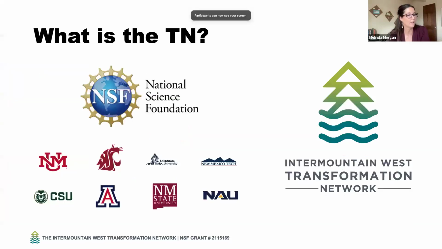All right. See if I can get back into the system here. So that tells me I do need to tell you a little bit about the Transformation Network and who we are and who we're about. So we are a National Science Foundation Sustainable Regional Systems Network, and we are across 8 different research universities in the Intermountain West. The University of New Mexico is the lead institution.